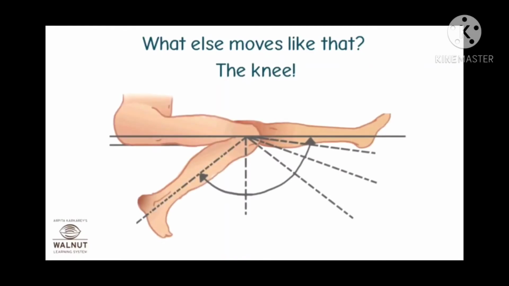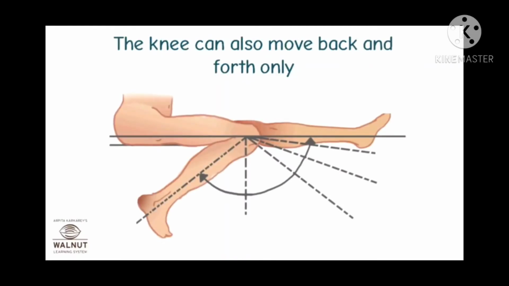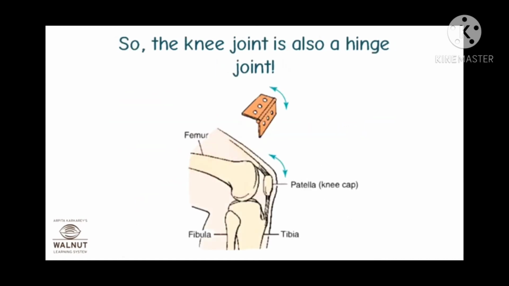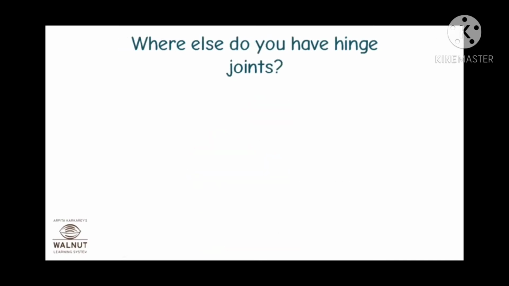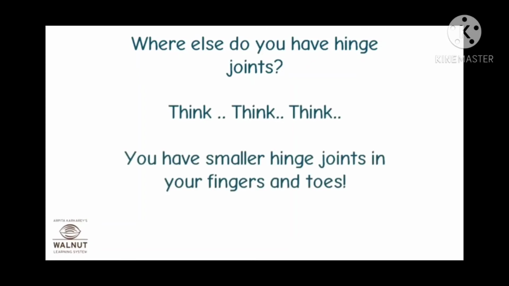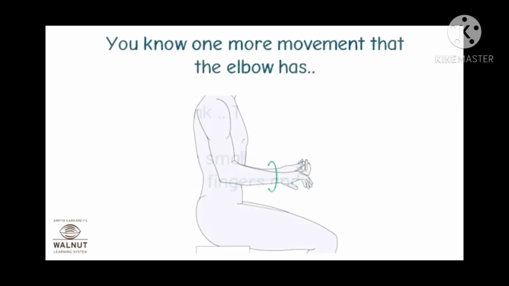What else moves like this? Knees. Yes, our knee also has a hinge joint which can move backward or forward. The knee joint is also a hinge joint. What else do you have in joints? Think for yourself. Yes, you have smaller hinge joints in your fingers and toes.